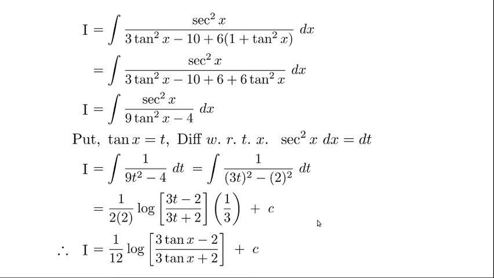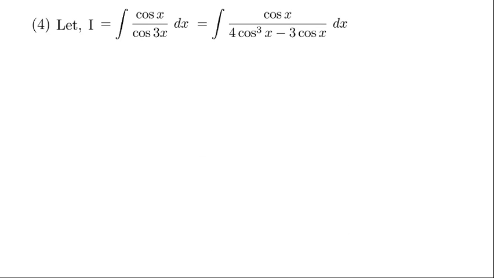And now put back the value of t and simplify. It gives you 1 by 12 log of 3 tan x minus 2 upon 3 tan x plus 2 plus c. So next one, indirectly it is involved. It is involving cos square x. So where we have to put the formula of cos 3x. So it becomes 4 cos cube x minus 3 cos x.